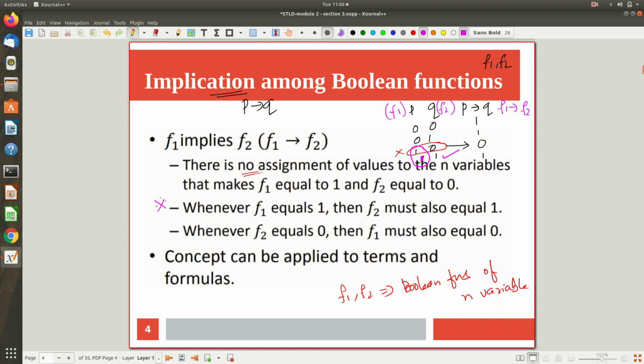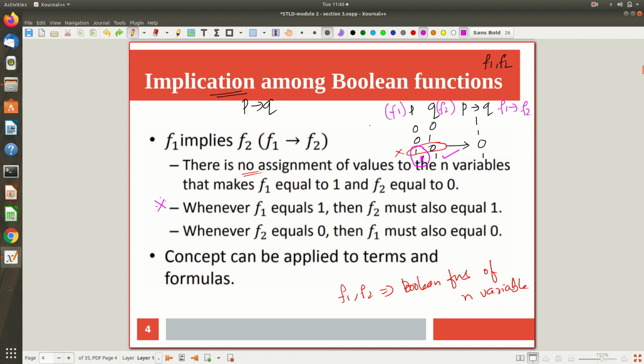Hope it is clear. Whenever F1 is 1, in any case of the n variables, I give some assignment to the n variables and I get that F1 is 1. In that case, definitely the other side F2, with the same assignment of n variables applied to F2, should be 1. If we are getting F2 as 0, that means F1 implies F2 is invalid. So what is the case where this holds? That is what we are discussing. So this is another one.